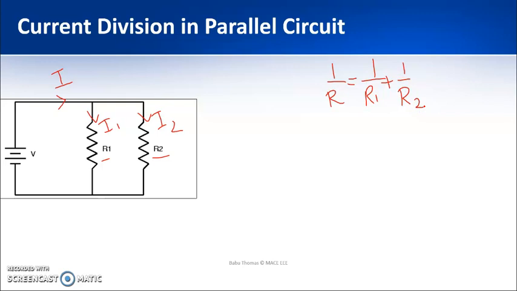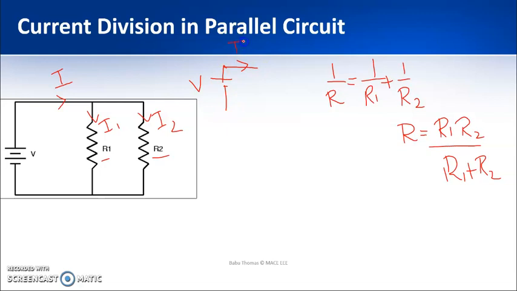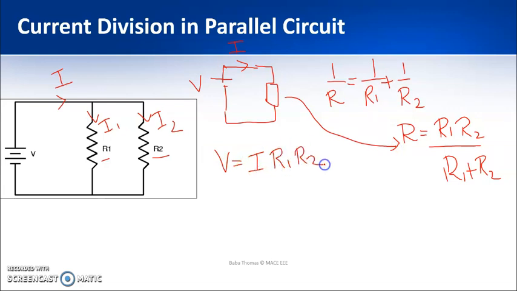So the equivalent resistance R is nothing but R1 R2 divided by R1 plus R2. So this total system we can define as a voltage source V to a current I, and the resistance R is nothing but this one. So V is nothing but I into R1 R2 divided by R1 plus R2.